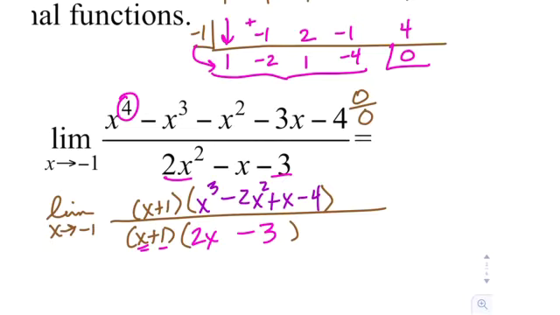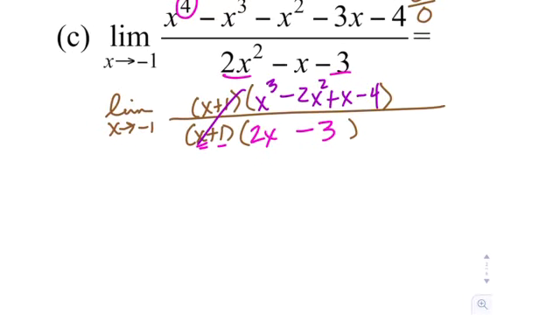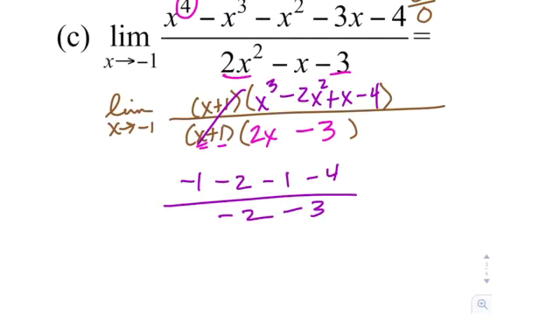So I don't know if you'll have anything that daunting on the AP exam, but it's nice to know that if you ever need to quickly divide out a known factor because you know the root, synthetic division will give you the other factor. And of course, that's helpful for us because now we can use direct substitution and we get -1, -2, -1, -4, all out -2, -3.